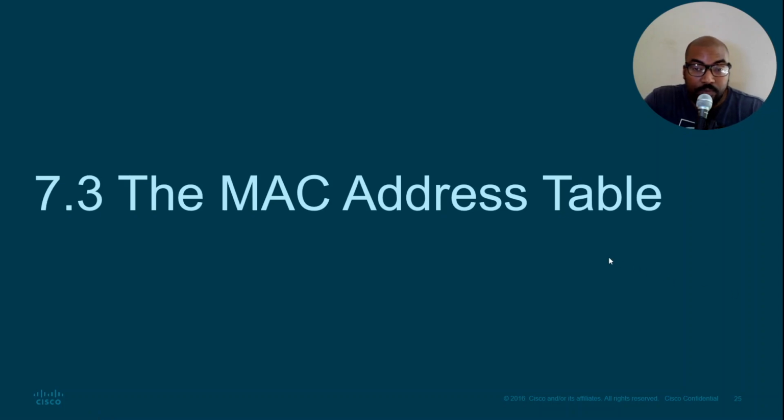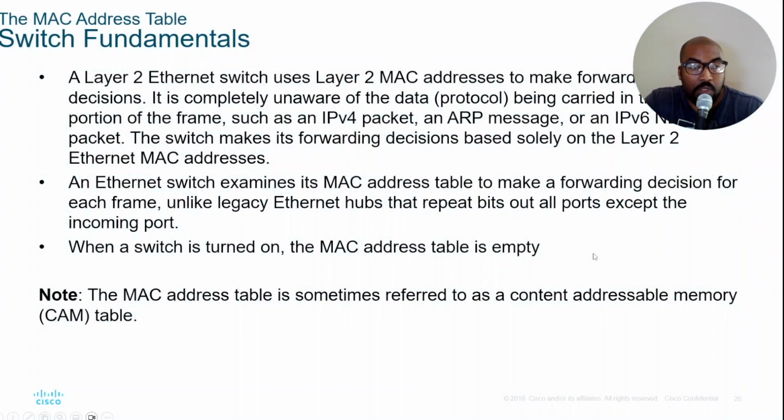MAC address tables. A layer 2 Ethernet switch uses layer 2 MAC addresses to make forwarding decisions. It is completely unaware of the data protocol being carried in the data portion of the frame, such as an IPv4 packet, an ARP message, or an IPv6 packet. The switch makes its forwarding decisions based solely on the layer 2 Ethernet MAC address. So it's going to look at that MAC address and make its decision. It's going to decide what it wants to do.